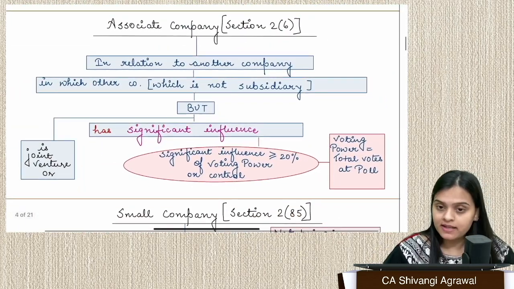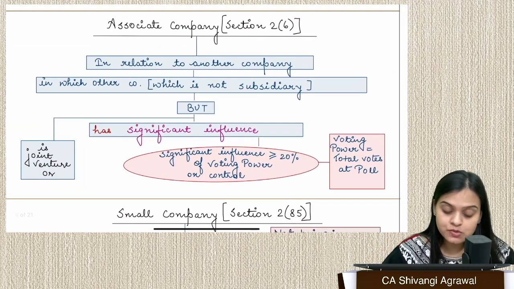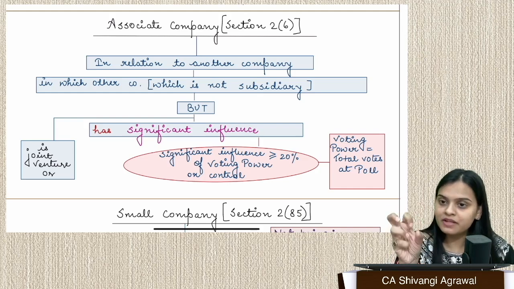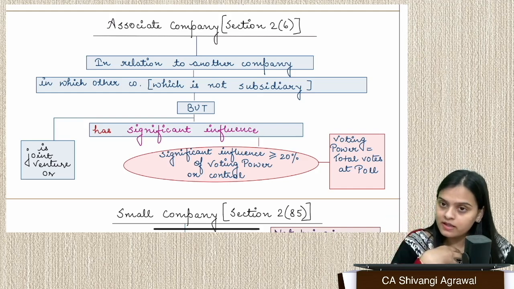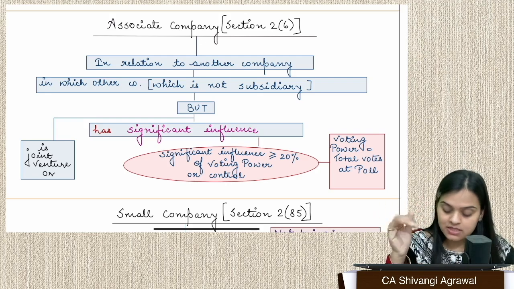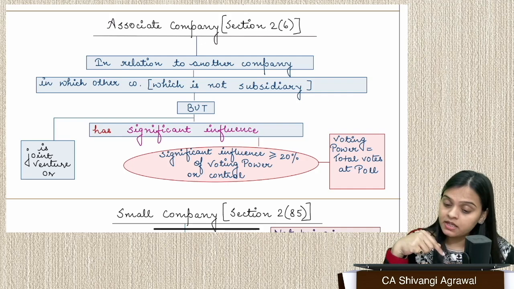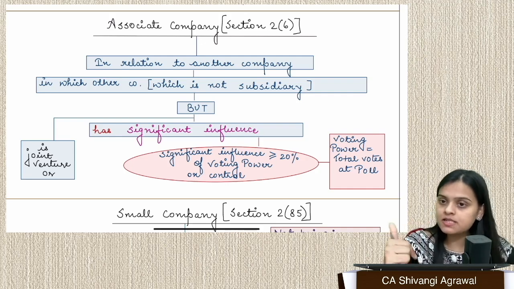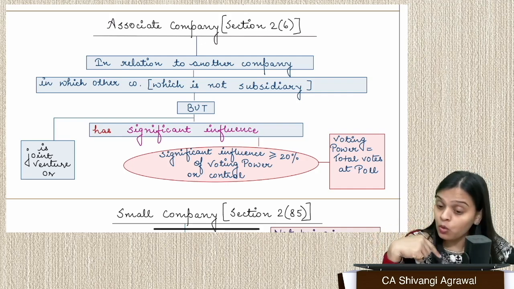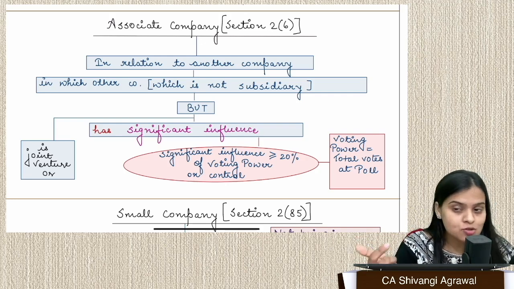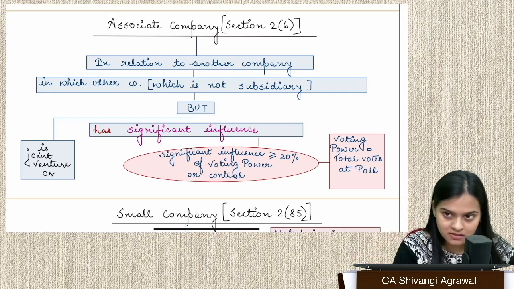Moving to the next part, that is associate company. In associate company, it is actually somewhere in between. So you are a holding company, or let's not get into the concept of holding. You are a company, ABC Limited. You hold 30% shares of PQR Limited. So holding 30% shares does not make PQR Limited your subsidiary. So it is not your subsidiary.